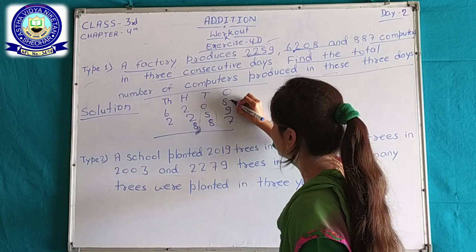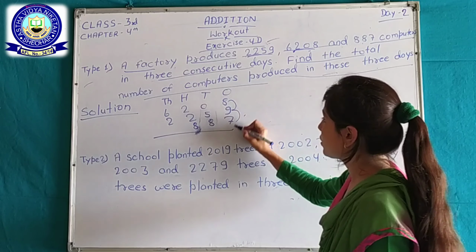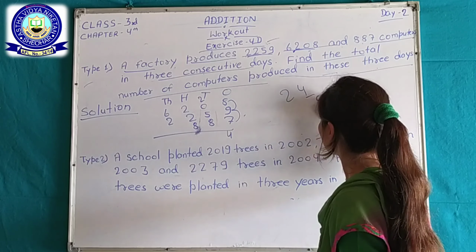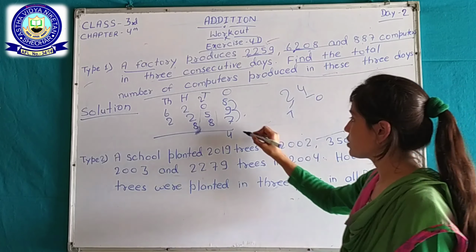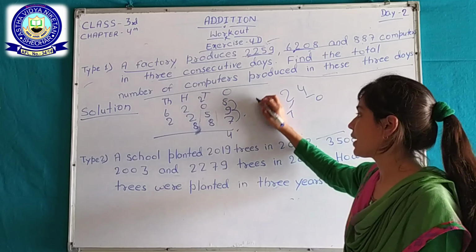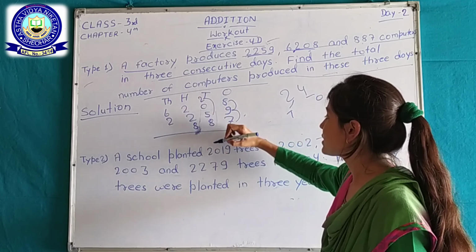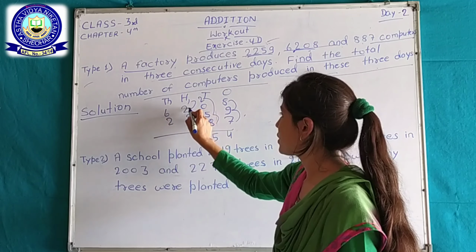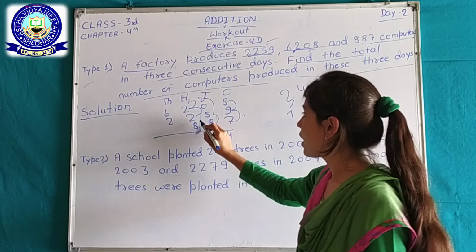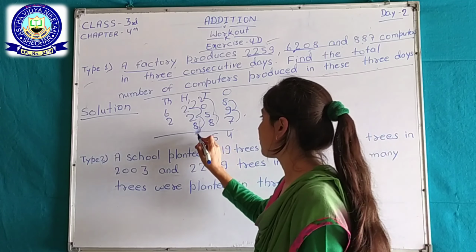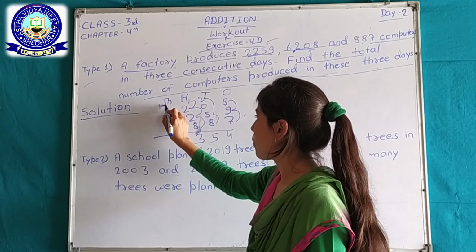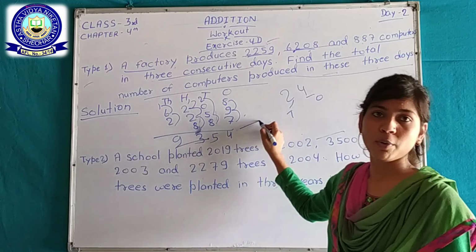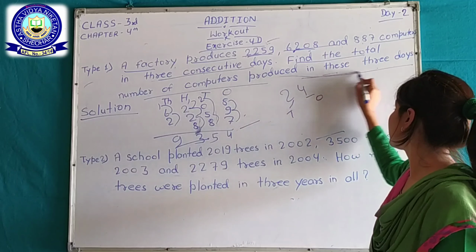8 plus 9, 17; 17 plus 7, 24. 4 is here and 2 will be our carry. 24: 4 is our ones and 2 is our tens. Ones is always written here and tens will be our carry. 2 plus 5 we get 7, 7 plus 5, 12, carry 1, 1 plus 2, 3, 3 plus 2 equal to 5, 5 plus 8, we get 13, carry 1, 1 plus 6, 7, 7 plus 2 equal to 9. This is the total number of computers produced in these 3 days.